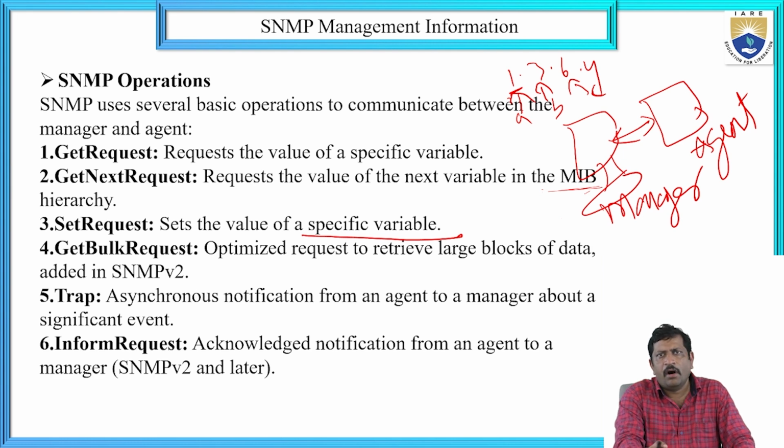Optimizing the request means the number of requests will be reduced. To retrieve a large bulk of data, by reducing the requesting time, a bulk amount of data can now be accessed. And asynchronous notifications from an agent to a manager about a significant event.